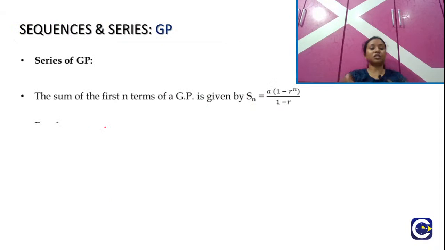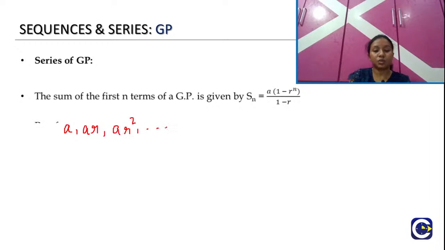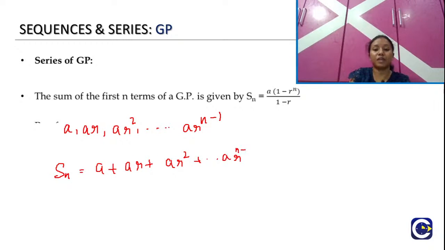Let's start today's session with the series of GP. We have the standard form of GP, which is given by a, ar, ar square, up to ar power n minus 1. So the sum of all terms here is nothing but a plus ar plus ar square, and so on, up to ar power n minus 1.